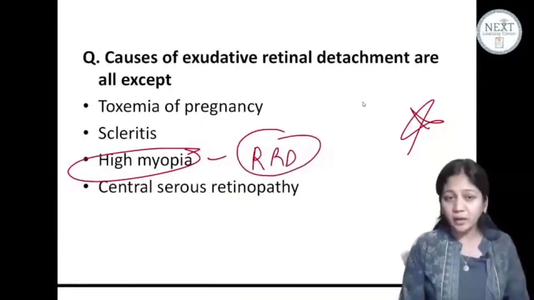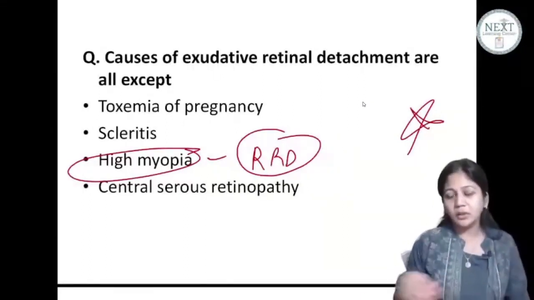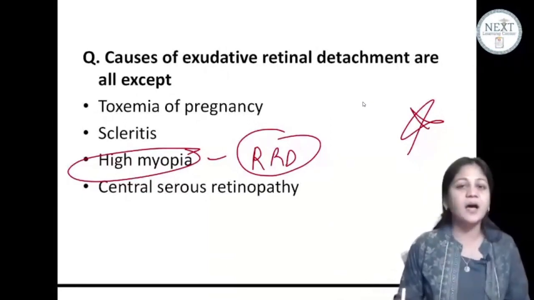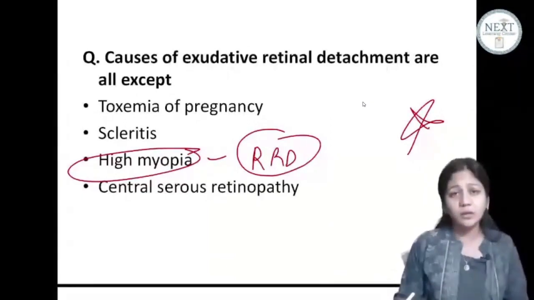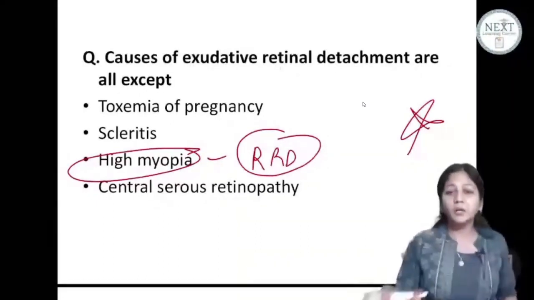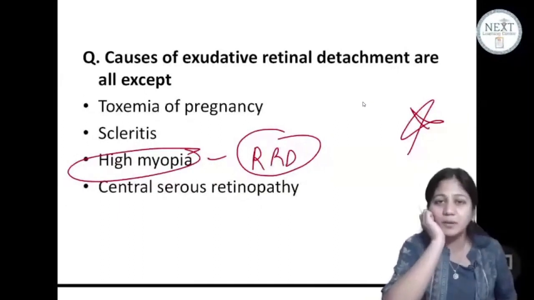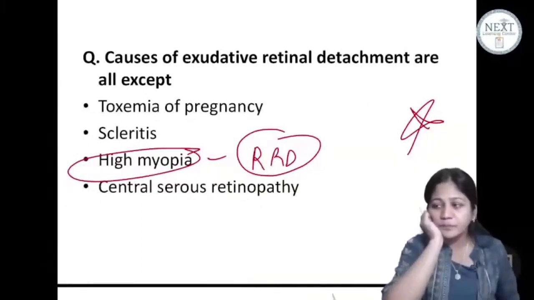So, yesterday I told you, even if you do not know all the causes of exudative RD, if you are sure that high myopia causes RRD, you should be able to answer. Yes or no? It's a very common sense question. I told you there are 16 causes of exudative RD. It's not easy to remember all of them.